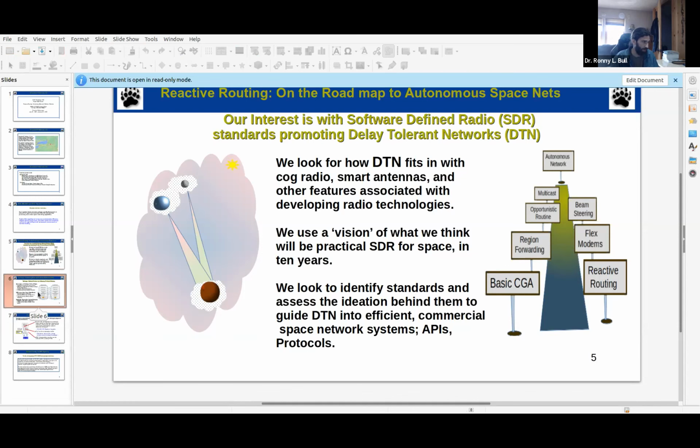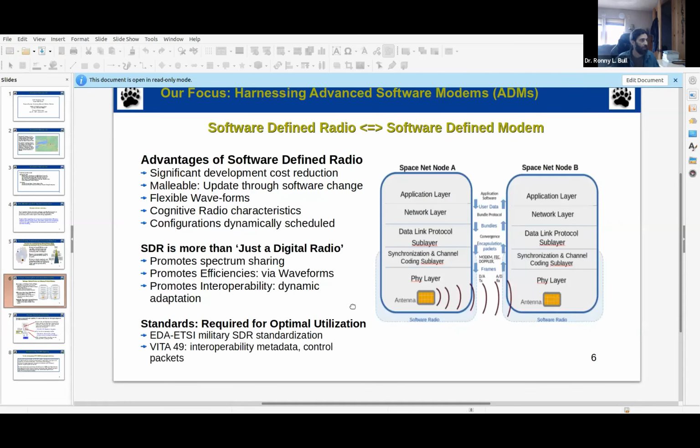Okay, still no audio from Mike, so I'll just keep going on with our basic slides here. So the advantage of software-defined radios, we have significant development cost reduction. We're able to do software changes on these radios as we need to push updates down them, so they do have flexible waveforms. We can do cognitive radio with these ASMs, we're calling them. We can also configure dynamically scheduled configurations and push them up as we need them to change them on the fly. It's more than just a digital radio, so we can actually promote spectrum sharing. We can have different efficiencies and waveforms, and we can have dynamic adaptation down the road for interoperability.